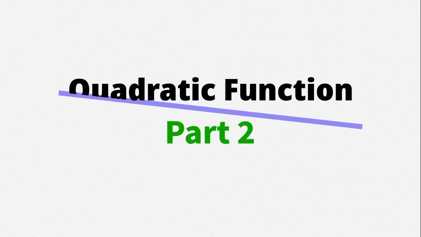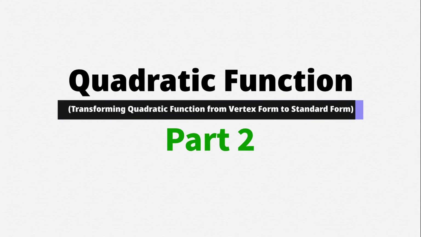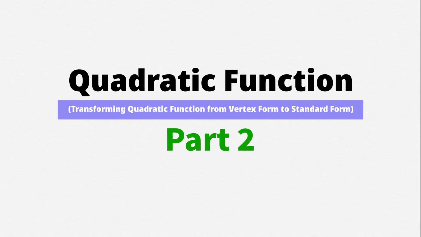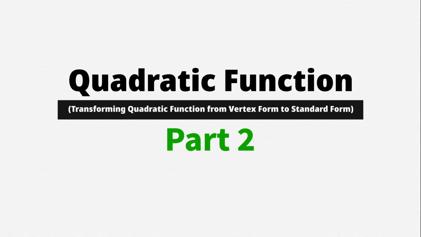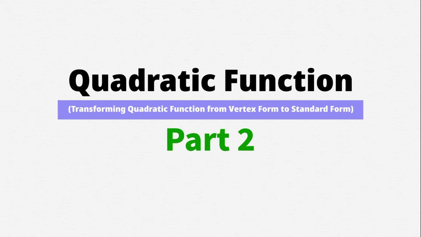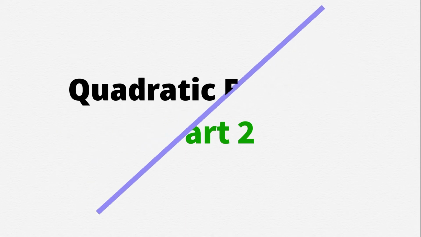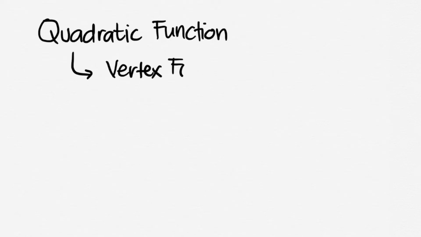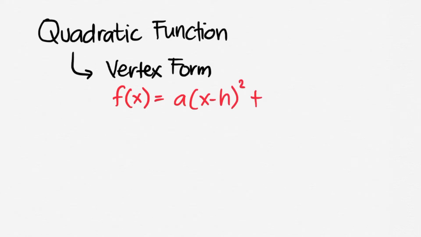In today's video, I will discuss part 2 of the topic on quadratic function, which is transforming quadratic function from vertex form to standard form. Let's recap the forms of quadratic function that we discussed in part 1. Vertex form is expressed as function of x equals a times x minus h squared plus k.